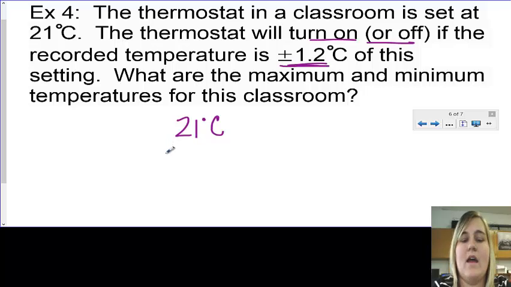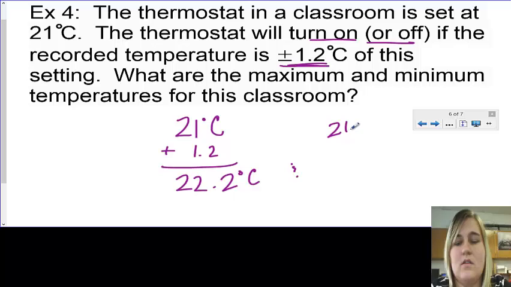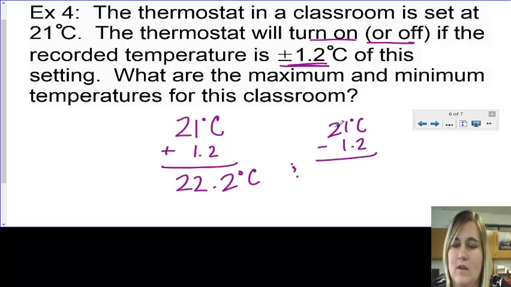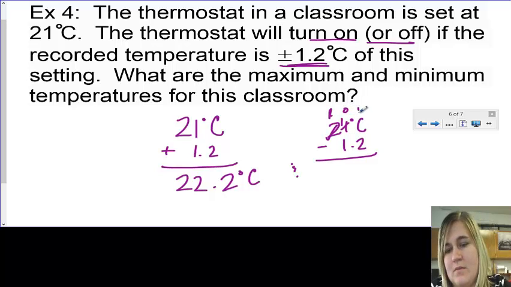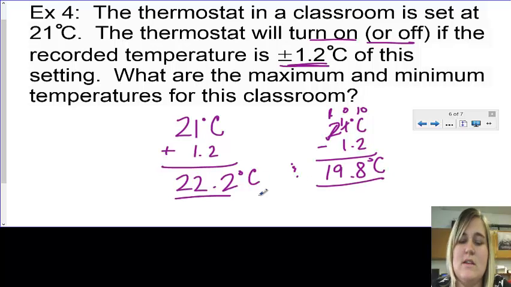So if I add the 1.2, then I have 22.2 degrees Celsius, and if I subtract the 1.2, then I have to take you back to elementary school here, because that should have been a 0. So I have 19.8 degrees Celsius. So this would be my minimum temperature, and this is my maximum temperature. The temperature should stay between those two.